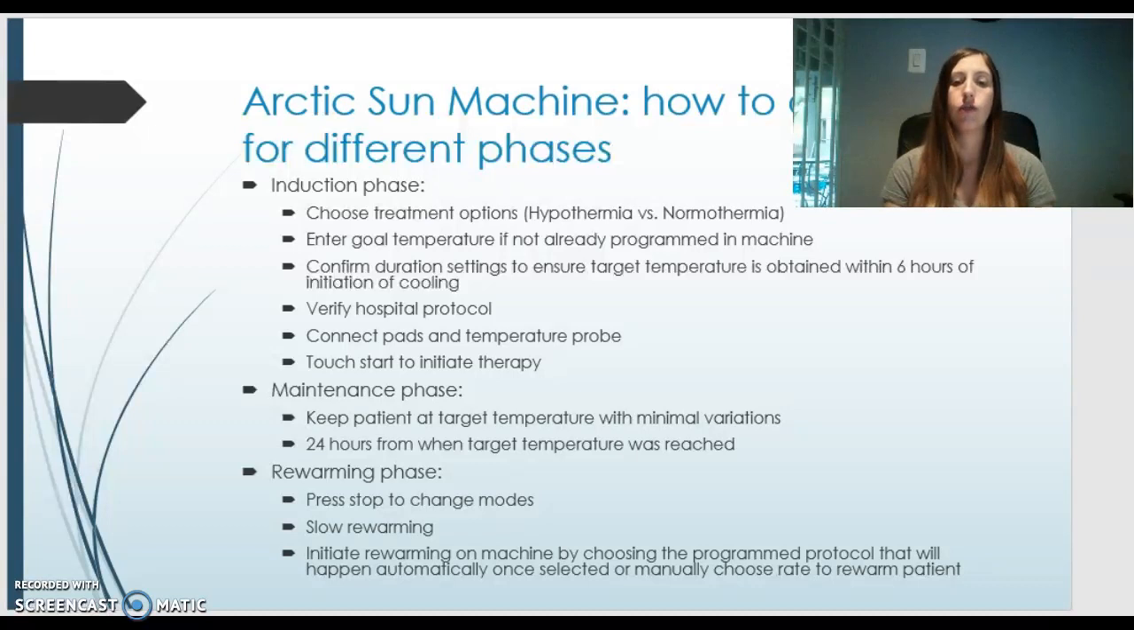You want to initiate rewarming on the machine by choosing the program protocol that will happen automatically once selected, or by manually choosing the rate to rewarm the patient, but most likely it will be an automatic setting that you will choose and not manual, especially since it's very important to rewarm your patient at a slow rate. And it's usually about 0.3 degrees per hour.